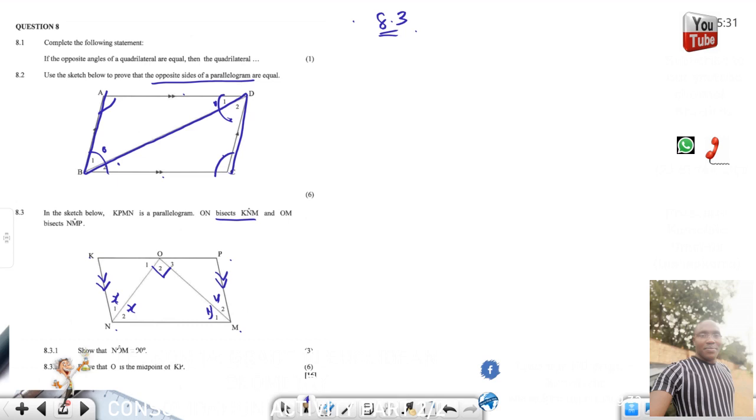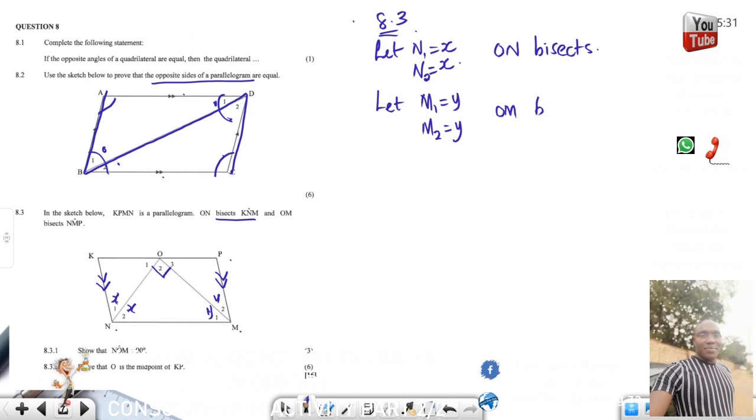If opposite sides are parallel, then I can use my co-interior angles. Let N1 be X. N2 is also equal to X because ON bisects. Let M1 be Y. Therefore, M2 is also equal to Y because OM also bisects.